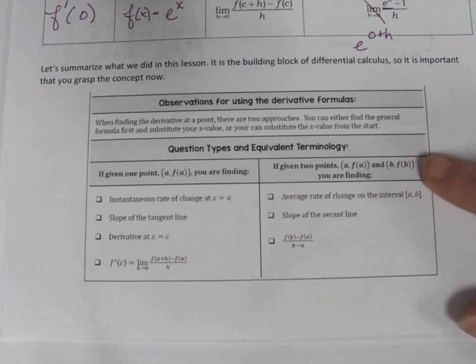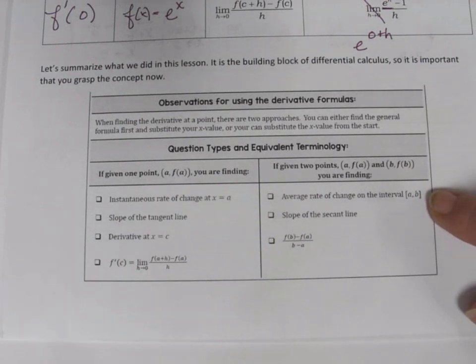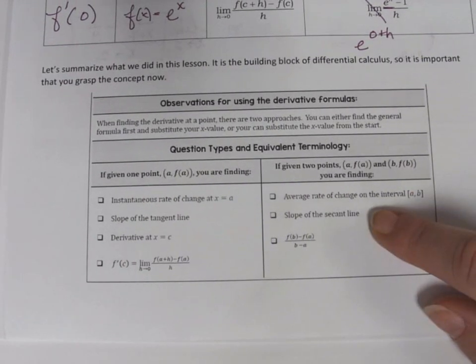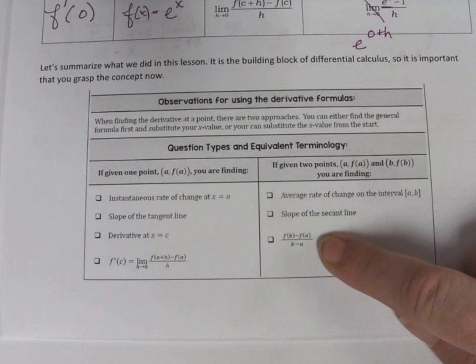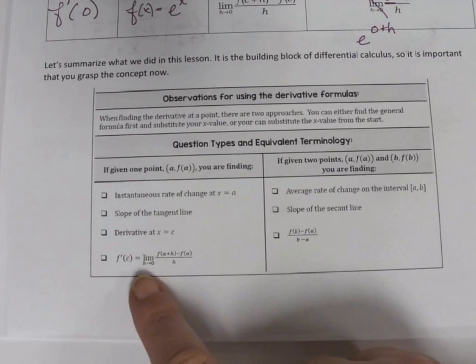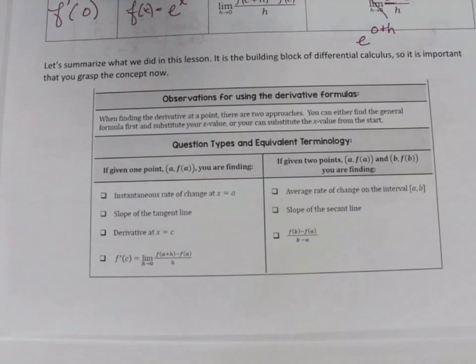If you're given 2 points, then you can find your average rate of change. You can find your slope of the secant line, and here's your AROC, okay? Notice that the limit is missing when you're at 2 points, and you only have the limit when you're at a single point. Okay, now we'll learn rules to be able to find derivatives, so we'll get off of the definition of the derivative next class period.